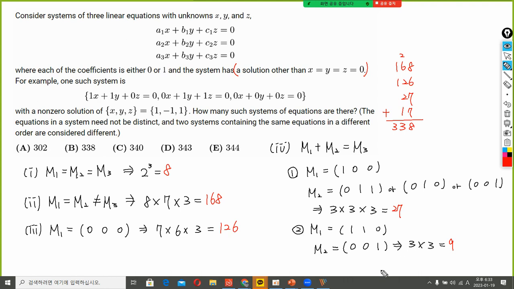And once again, M1 plus M2 is equal to M3, or M2 plus M3 is equal to M1, or M1 plus M3 is equal to M2. So that's why we are multiplying 3 here, so 9. So there are all possible cases. So the sum of these makes 338. So the answer is B.